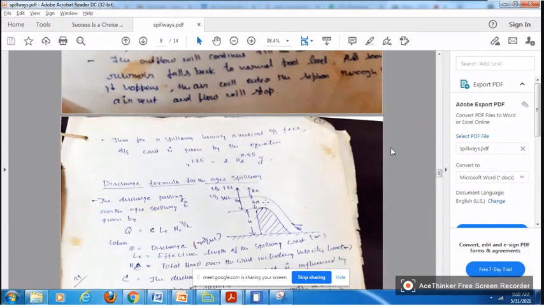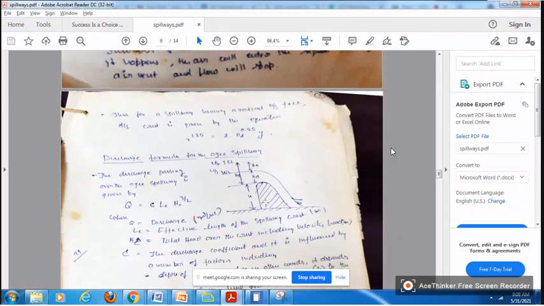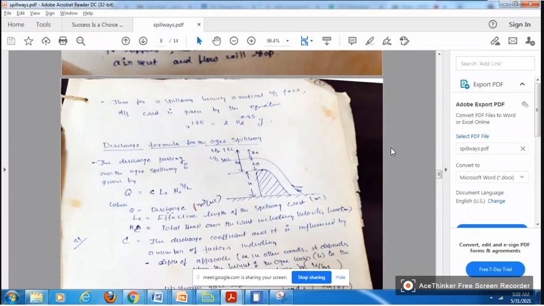The discharge through the O-gauge spillway can be calculated using this formula: Q is equal to C L He to the power of 3 by 2. Q is discharge, L is effective length. What is effective length? Clear length is different and effective length is different.